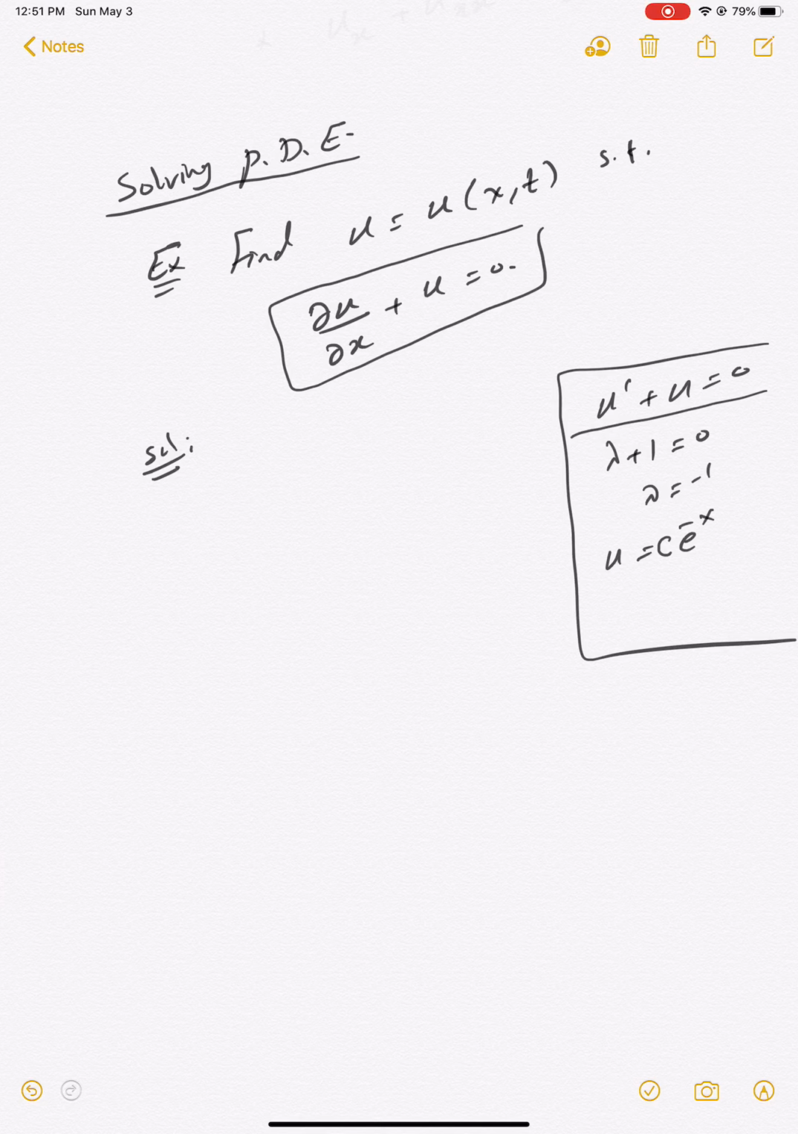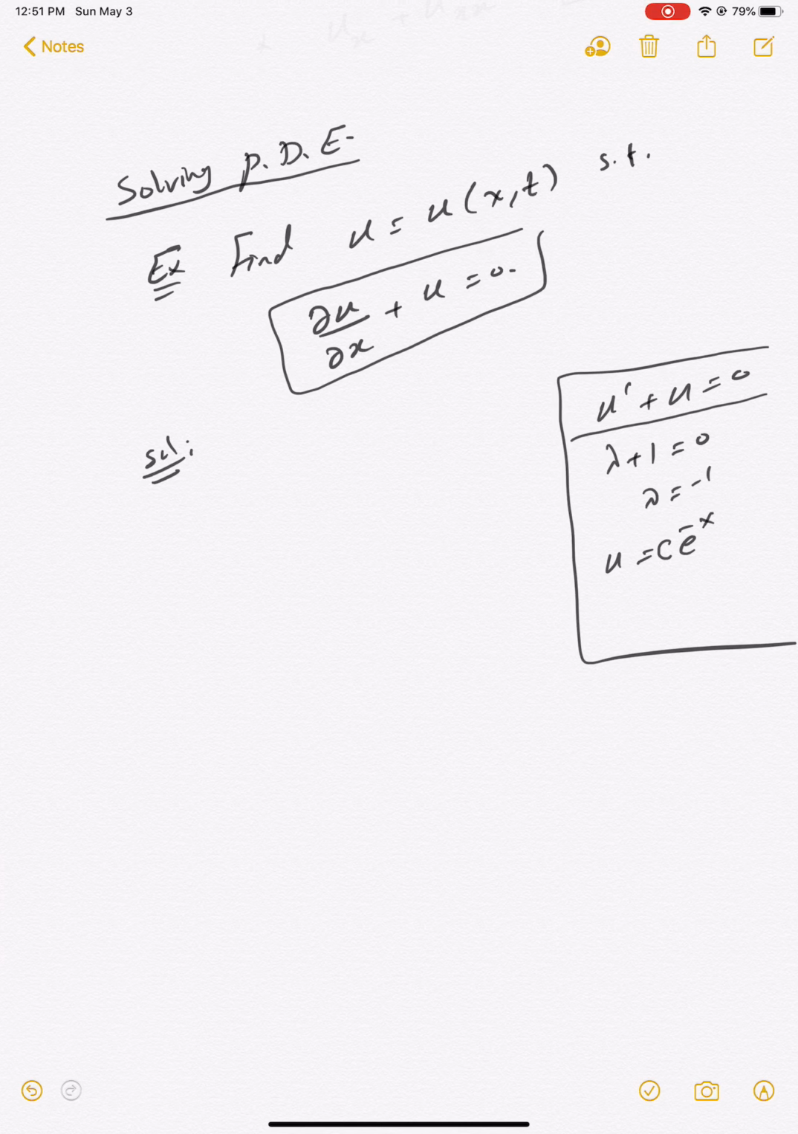Now, in our example, we have a derivative with respect to x. We have partial u with respect to x plus u equals 0. So for a function to satisfy this equation, it has to be a constant times e to the minus x. So now what is my solution, u of x, t? It has to be a constant times e to the minus x. But now what is the constant? The constant could be anything in terms of t.